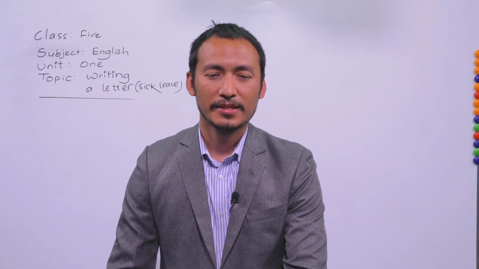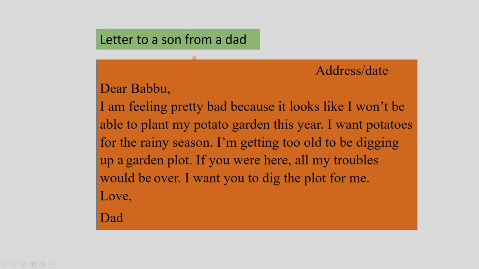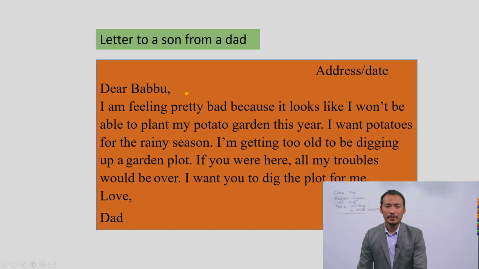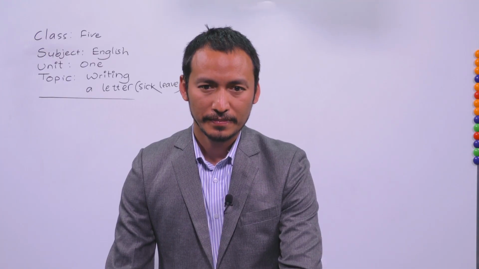Let's see an informal letter from the text again. It was written to Babu by the old man from the story in your book, which we just read earlier. The date, address here, and then the address, here it's the greeting, and it's the feeling, expression, and love, dad. You can read it. This is for you. Let's move to the next.